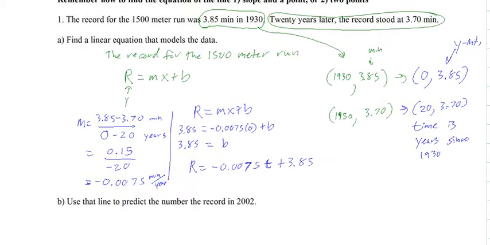So if you read it, it's saying the record is decreasing 0.0075 minutes per year. And in 1930 it was 3.85. That was our initial time.